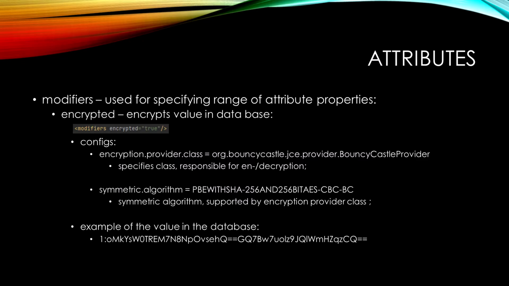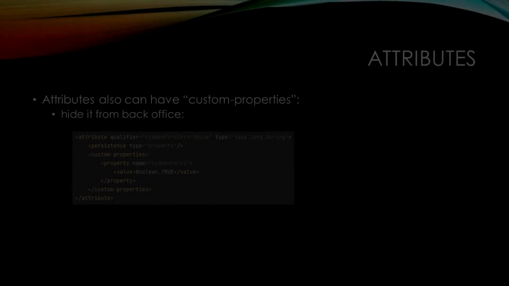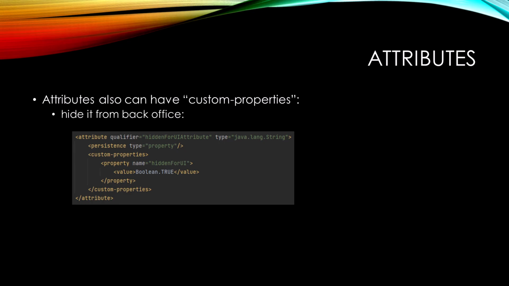Encrypted modifier can improve security of your sensitive data, like password. There are few properties that can affect encryption algorithm: encryption provider class and symmetric algorithm that should be supported by the provider class. For attributes, there is hidden for UI custom property that will hide your property from the back-office view.